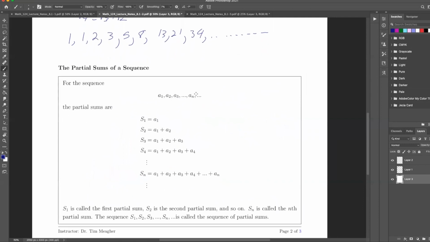All right, so for a given sequence, we can have a partial sum. We list this as S1 equals A1, S2 equals A1 plus A2, S3, S4, and so on. Sn would be the sum of the first n terms. This is called the first partial sum, the second, the nth partial sum. A sequence gives you a sequence of partial sums, and you can do this ad infinitum.